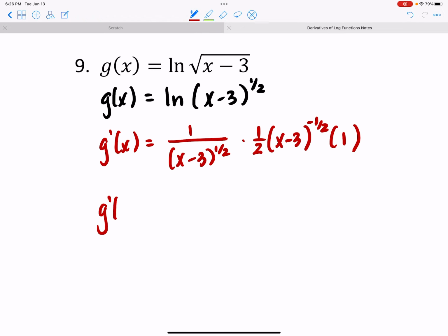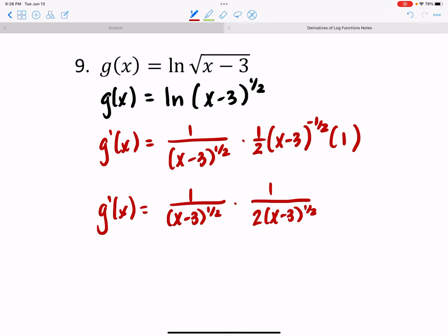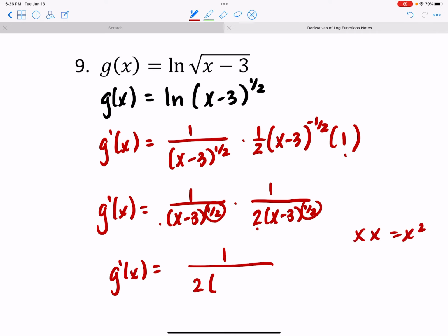Here we're looking at 1 over x minus 3 to the 1/2 being multiplied by 1 over 2 times x minus 3 to the 1/2. And then we're multiplying by 1, which is not going to change anything there. So then this becomes g prime of x of 1 over, on the bottom, we're going to have a coefficient of 2, and then we're going to add these exponents, right? If I multiply an x times an x, I get an x squared because I add those. That's what I'm doing here.